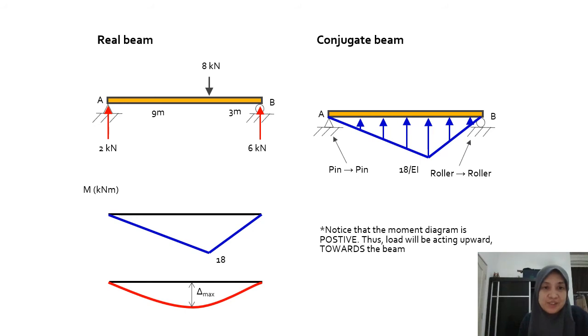First of all, look at the left side. Don't look on the right side first. Okay, look on the left side. For the left side, this is your real beam. You have a load here. This is point A and this is point B.